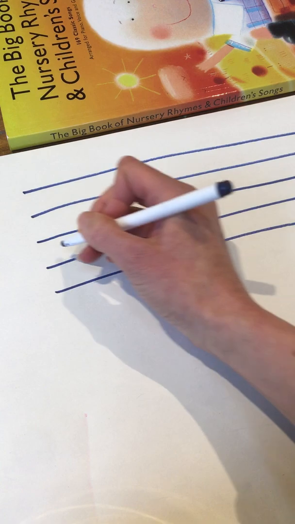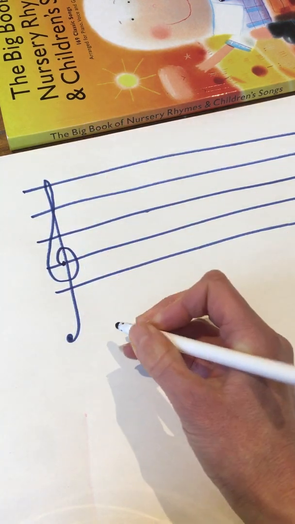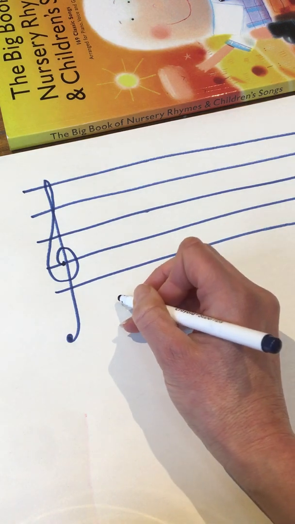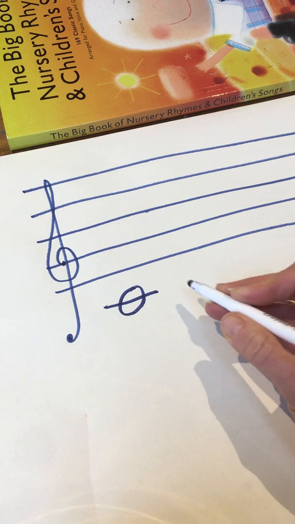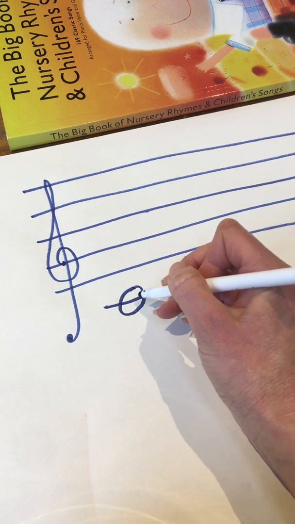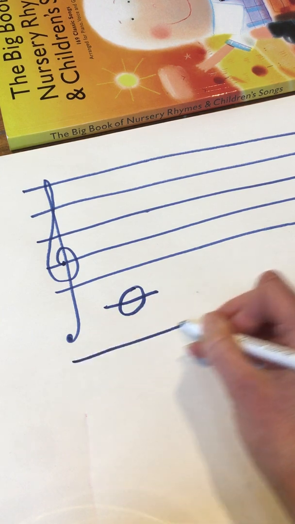So there's 1, 2, 3, 4, 5. You have a treble clef, which is generally played with your right hand, like that. And then a ledger line would be a little line like this, with a note with a line running through it. That is middle C. Middle C is in the middle of the treble clef with your right hand and the bass clef with your left hand.